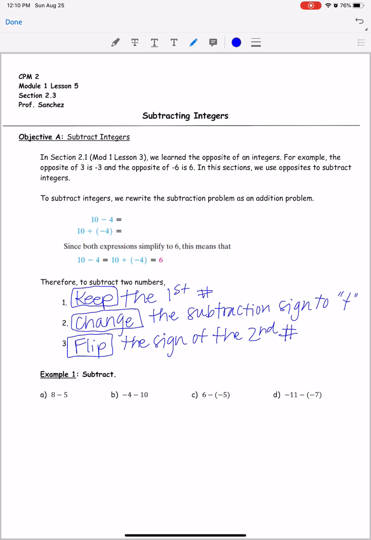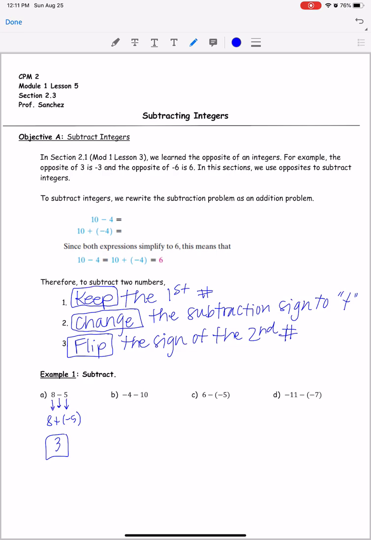Here in this very first one, this is another one that we should know. 8 minus 5 is going to give us 3. But if I'm following these steps, you can see that when we change this to addition and use our addition rules, we get the same answer. We keep the first number, change the subtraction sign to addition, and change the +5 to a -5. Using my rules for addition, these have opposite signs, so we subtract and keep the sign of the bigger number, which makes this 3.